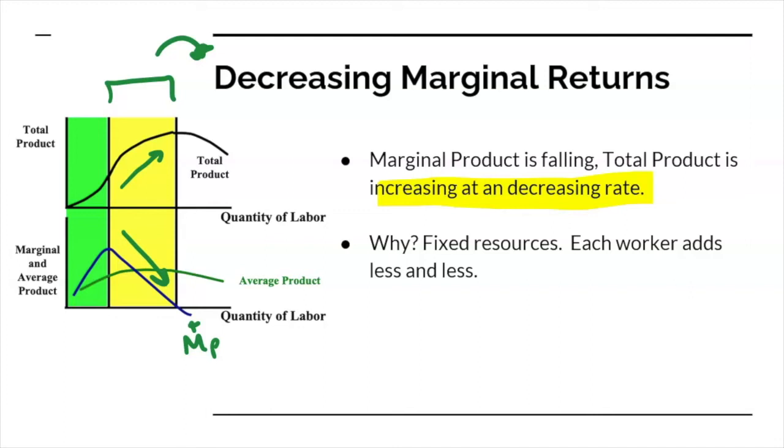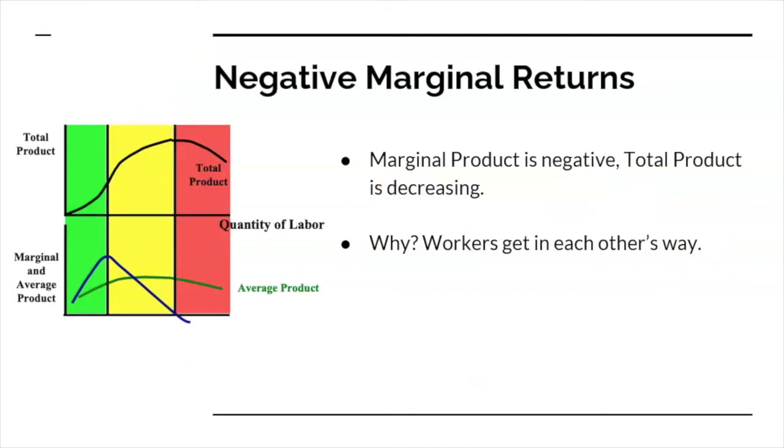The last thing I want to point out is that when our marginal product is at zero, our total product is at its peak. Meaning, as soon as our marginal product dips below the x-axis and becomes negative, our total product is going to start to fall. So you have to know that when our marginal product intersects with the x-axis, in other words, when our marginal product is zero, our total product is going to be at its peak.